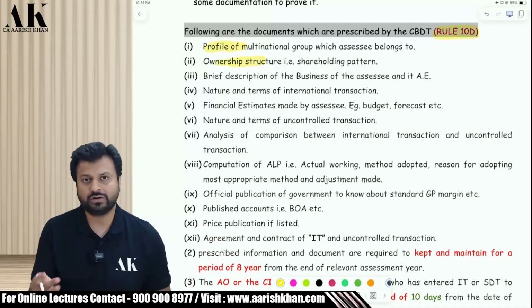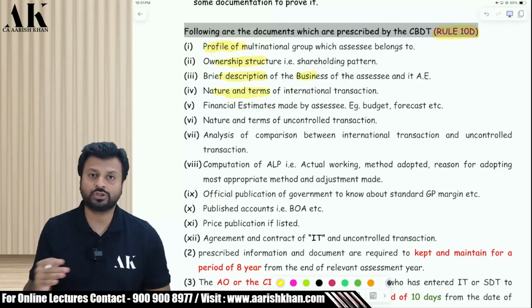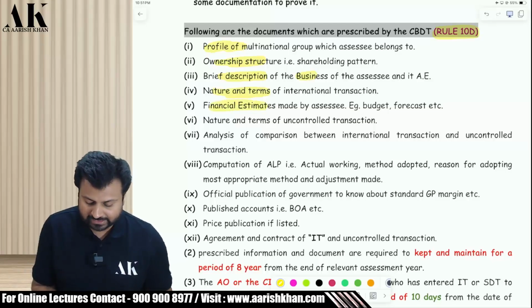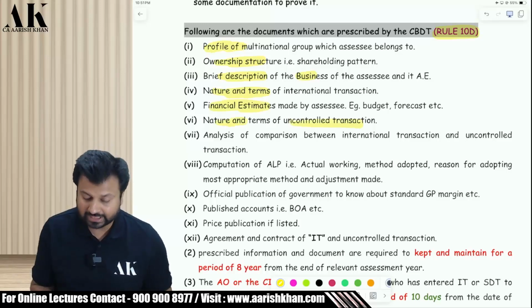The ownership structure, which company has how much shareholding in which particular company, brief description of the business, nature and terms of the international transaction, whether your nature of transaction is royalty, FTS, interest, etc., what kind of transaction it is. Okay. Next, financial estimates, that is your ratio analysis, budget, forecast, nature and terms of uncontrolled transaction.